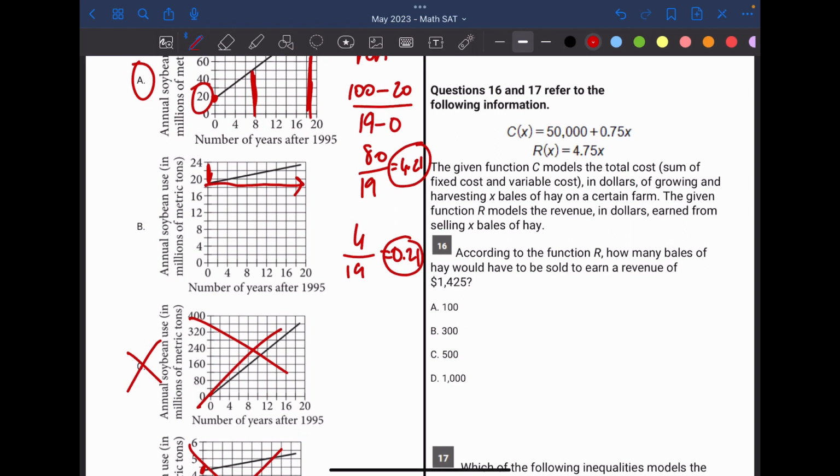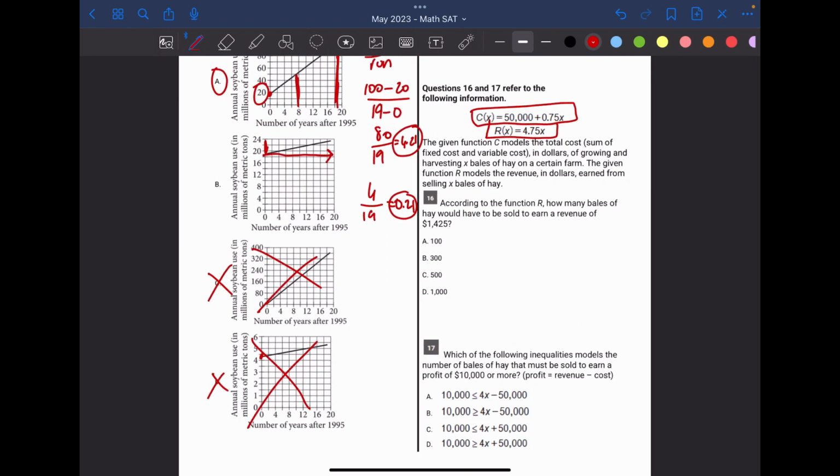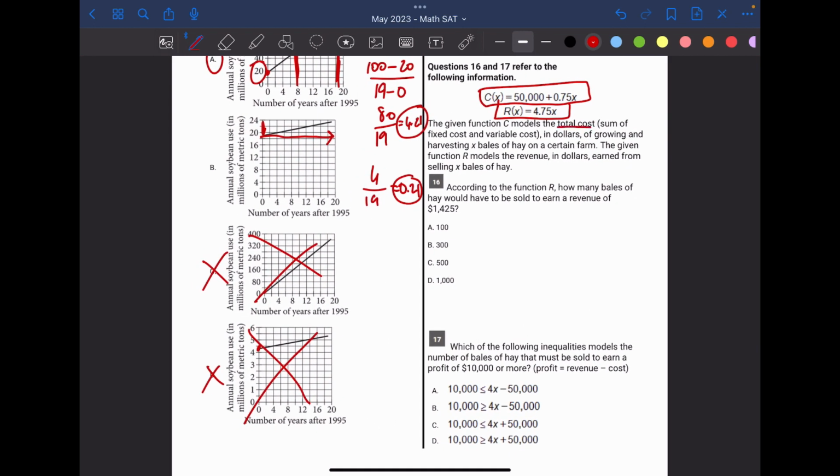Questions 16 and 17 refer to the following information. We have a cost function, and we have a revenue function. This is a bit of financial stuff here. The given function C models the total cost, and we don't care what the cost is. It's a fixed and variable cost. The fixed cost is the thing that's not multiplied by x because it stays the same no matter what. The variable cost depends on how many units we pump out. So this would be the variable cost because it's multiplied by x.